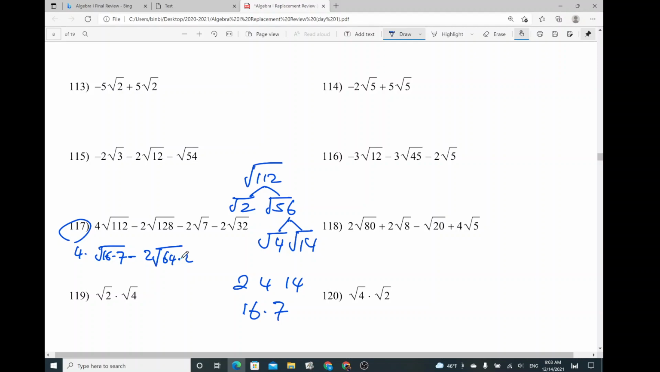Again, think about the perfect square number. 64. What's square root of 64? 8. 2 root 7, nothing we can do. Leave it. Minus 2 root 32. So minus 2 root 16 times 2.